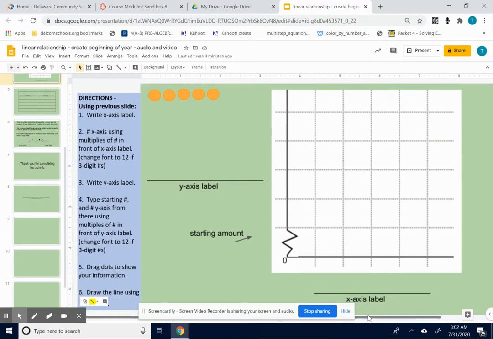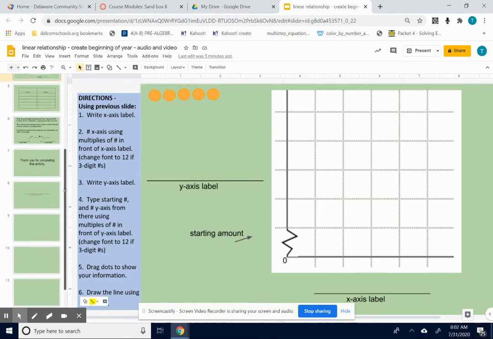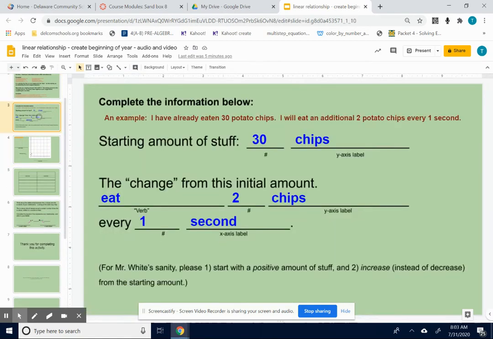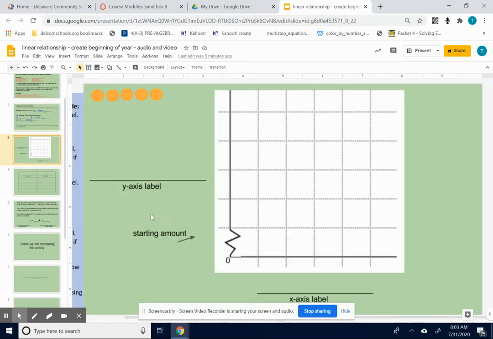So I have the directions. And as we go through those directions, let's look at my example. Maybe it'll make more sense to think about the directions with an example. Step one, write the x-axis label. On your statement, my x-axis label is the very last word. See where underneath that last word that you typed, it says x-axis label, so seconds. So I'm going to type seconds where it says x-axis label.